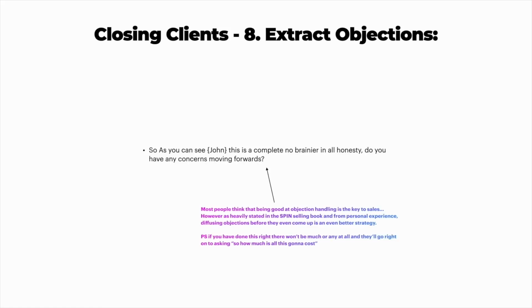The reason why you want to do this is because most people think that being good at objection handling is the, quote unquote, key to sales. However, as heavily stated in the book called Spin Selling, an absolutely amazing book, and from my own personal experience, diffusing objections before they even come up is a way better strategy than handling objections. And if you do this script right, there's not going to be much or any objections at all. And they'll go right into asking you how much all this is going to cost in order to run my ads or do your social media marketing for them, social media management for them.